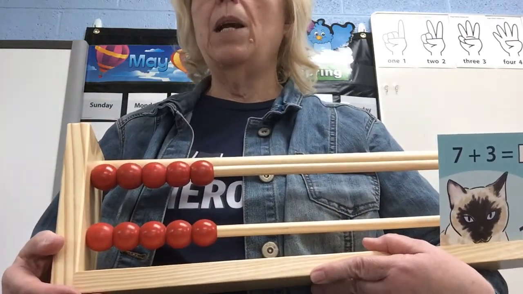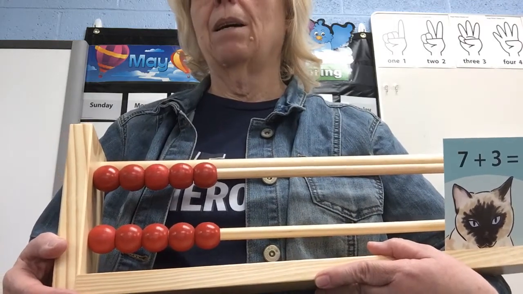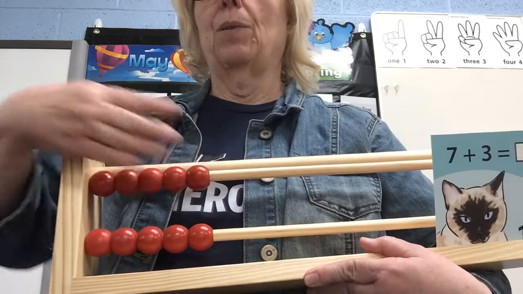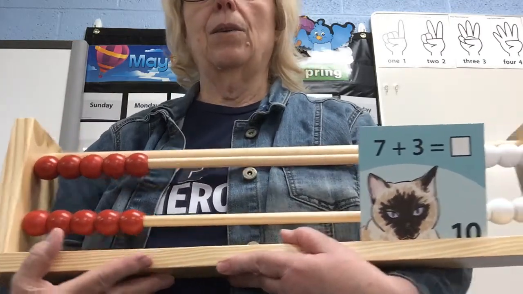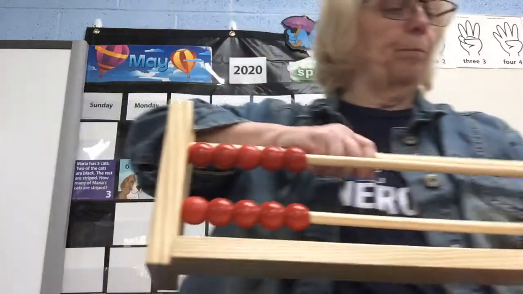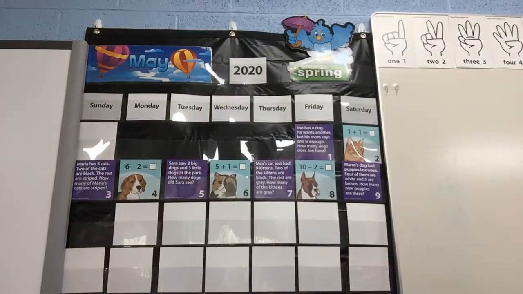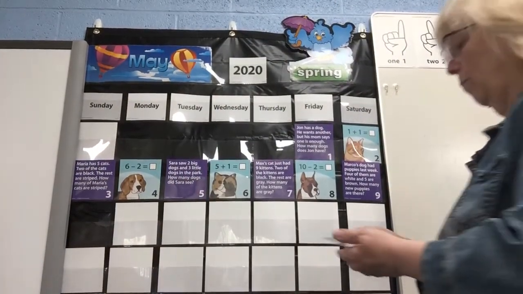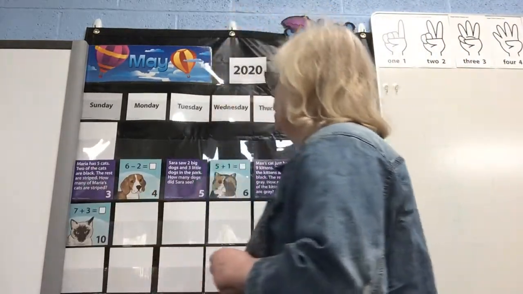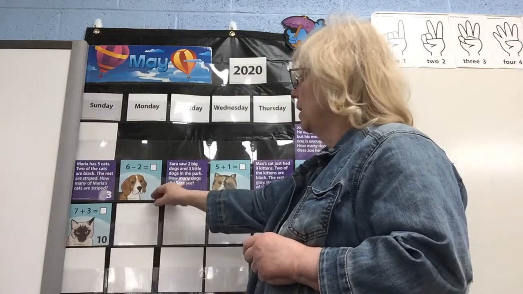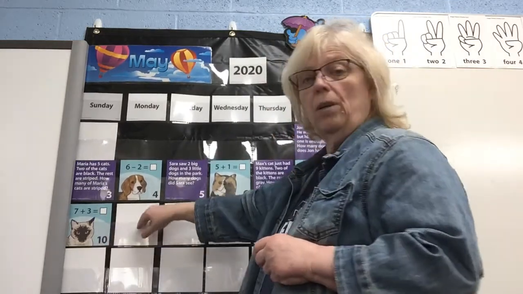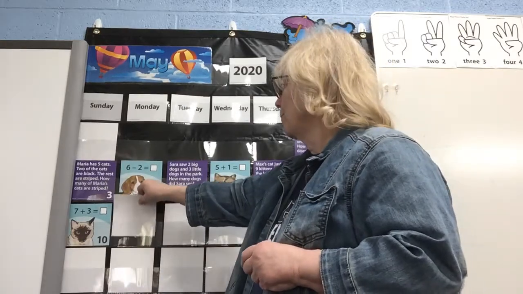What is 7 plus 3? 10. We've got 2 5 frames. Our answer is 10. Okay, after 10 comes what? 11. So, and we had our math fact. We're going to have another story problem.